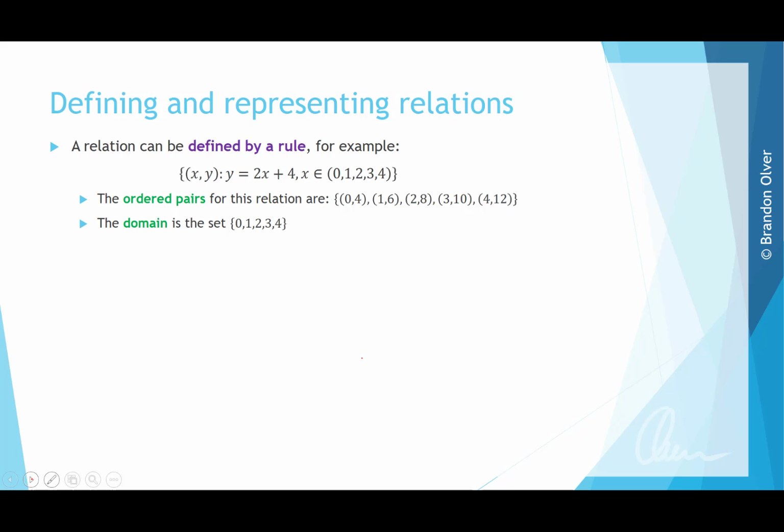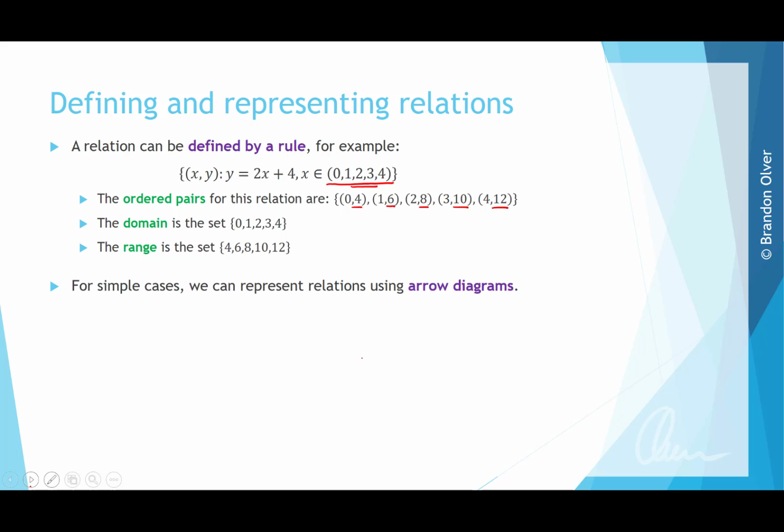The domain is the set of numbers 0, 1, 2, 3 and 4. So that was this domain up here, which was already specified in our rule. And the range is the set of all the second elements in the ordered pairs. So 4, 6, 8, 10 and 12 form the numbers in that set.